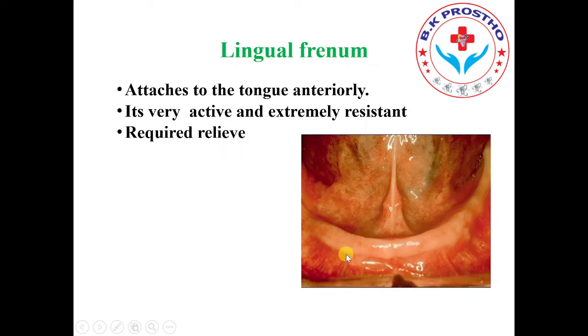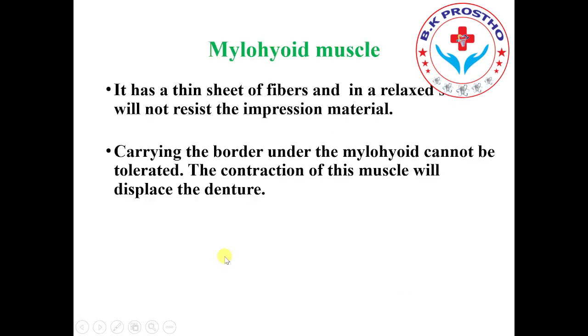Lingual frenum is attached anteriorly, and it is very active and requires relief. If you do not relieve this particular area, there will be dislodgement of the denture. Mylohyoid muscle. This is a muscle of the floor of the mouth, a thin sheet of fibers. In a relaxed state it will resist the impression material, and carrying water under the mylohyoid cannot be tolerated. So contraction of these muscles should not displace the denture. This should be properly recorded by performing the various movements while making the impression.